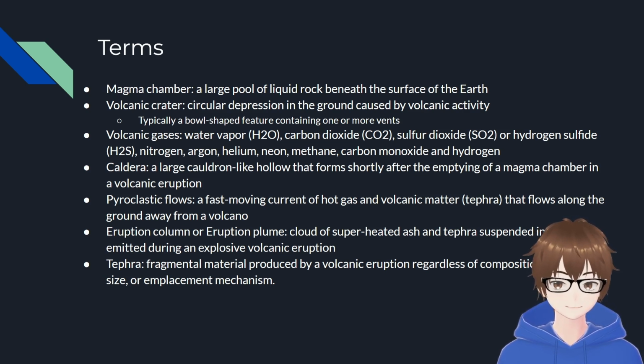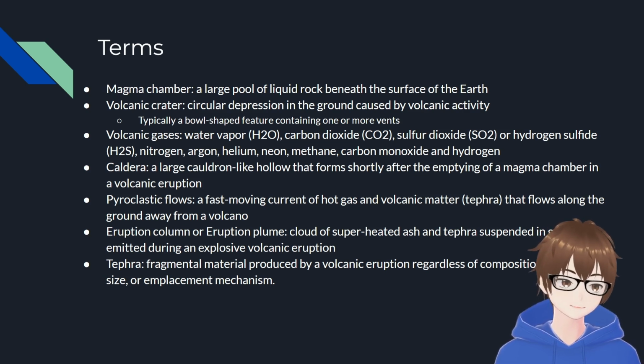Volcanic gases. So these are a list of the gases that can come out of a volcano. So first of all, water vapor, H2O, carbon dioxide, CO2. Then we have sulfur dioxide, SO2, hydrogen sulfide, which is H2S. We have also nitrogen, argon, helium, neon, methane, carbon monoxide, hydrogen. There's just a lot of stuff that comes out of volcanoes.